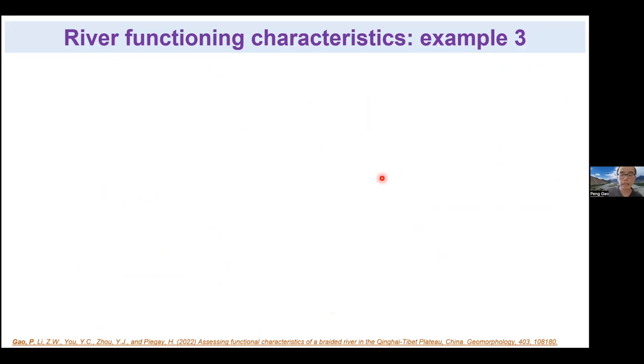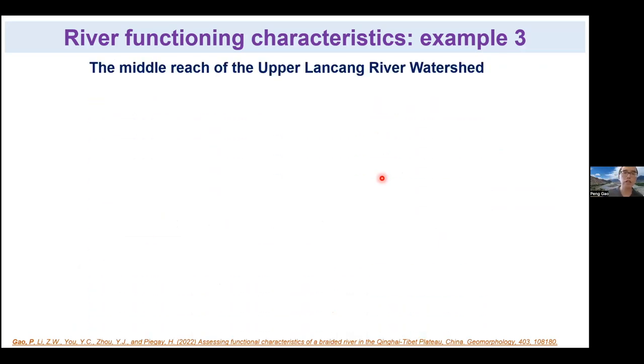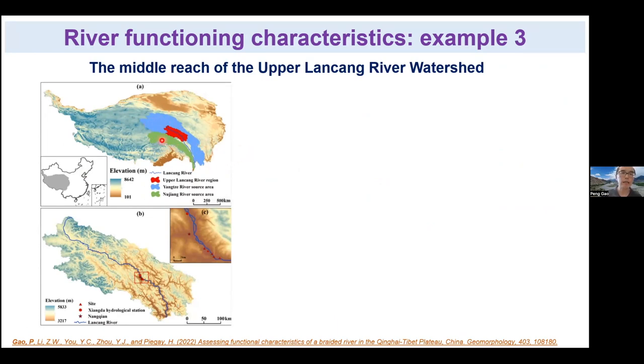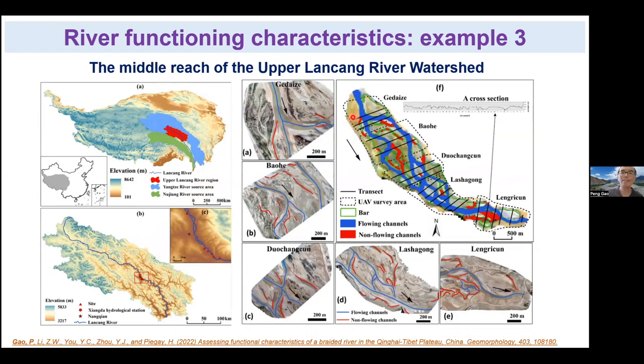Okay, so the third example would be the study we did in the upper Lantau River watersheds. In this watershed, we focus on the middle section. This is a typical braided river system. We divided the braided channels into two types: flowing channels, in blue, which represent the wider, larger channels that always have water flowing through them, and non-flowing channels, which are those disconnected or isolated channels, in red. They typically occur during the dry season, representing the degree of connection between groundwater and the surface water.